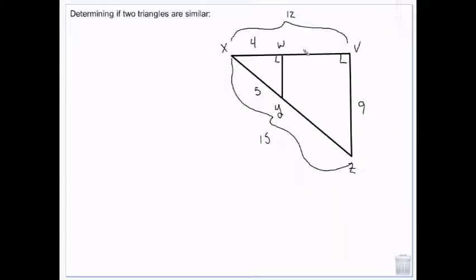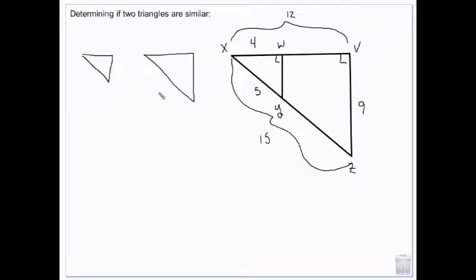Here's what you do when you see a picture like this, where you've got a triangle inside of a triangle. Sometimes it's easier to deal with when you pull it apart and make it two triangles. So what I'm going to do is I'm going to draw, oops, that's not what I meant. This is what I meant.